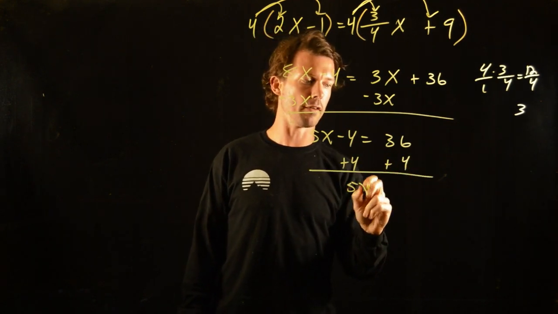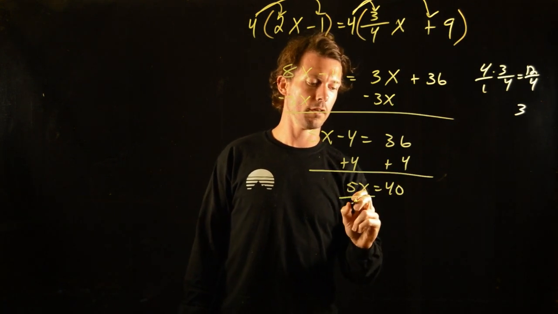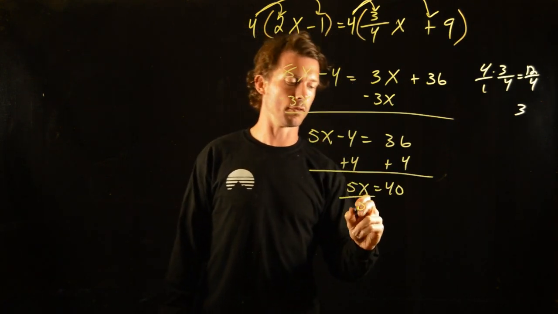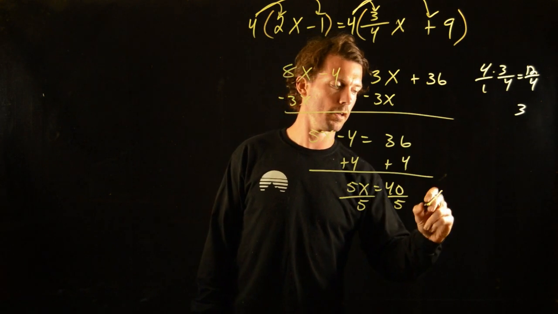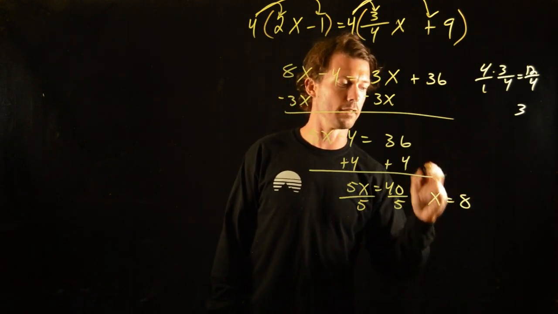And I get 5x equals 40. And now all I have to do is just divide both sides by 5. Pretty straightforward. X equals 8. Now again, you should check that.